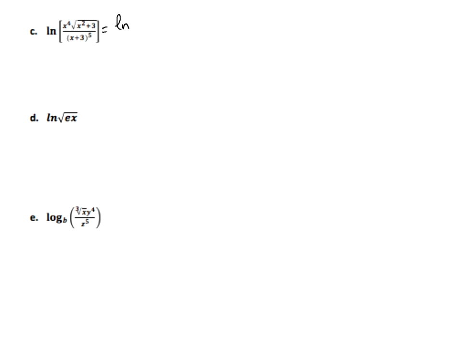The first thing I'm going to do is split numerator and denominator. I have the ln of x to the 4th, and then I'm also going to change that root into a rational exponent. Let me actually use a bracket here, because now I have x squared plus 3 to the 1/2 in the bracket. That's all in the numerator. And I subtract the ln of x plus 3 to the 5th.